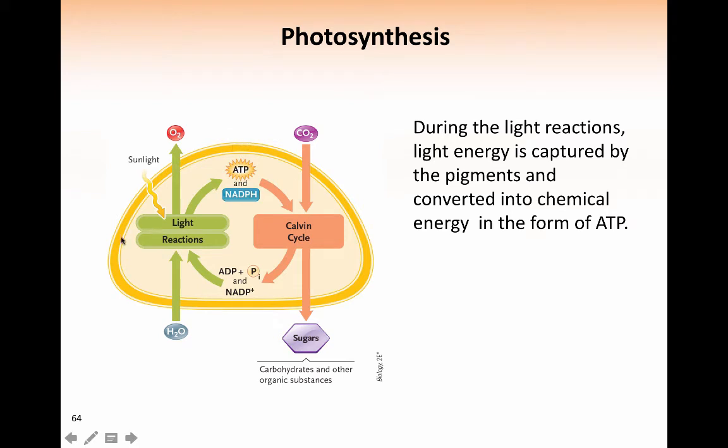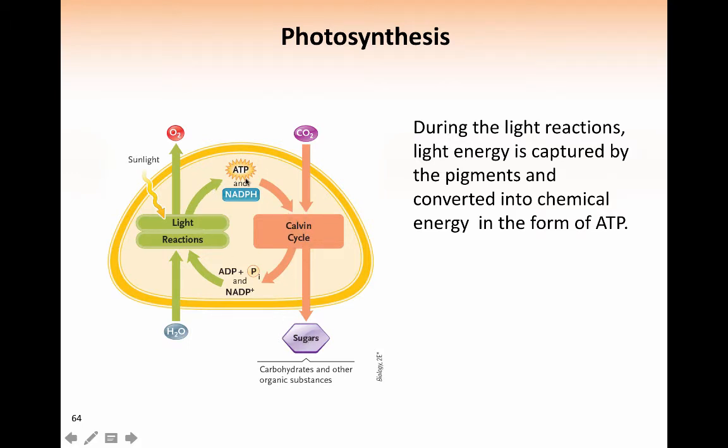So what this figure is showing is a chloroplast, and it's showing that both of the parts of photosynthesis are happening within the chloroplast. The light reactions are interacting with the thylakoid membranes here. The Calvin cycle is happening in the stroma. So basically in the light reactions, sun energy is being captured by the pigments and converted into the chemical energy of ATP, as well as NADPH, which has some reducing power that helps to power that Calvin cycle, which is ultimately going to produce sugars.